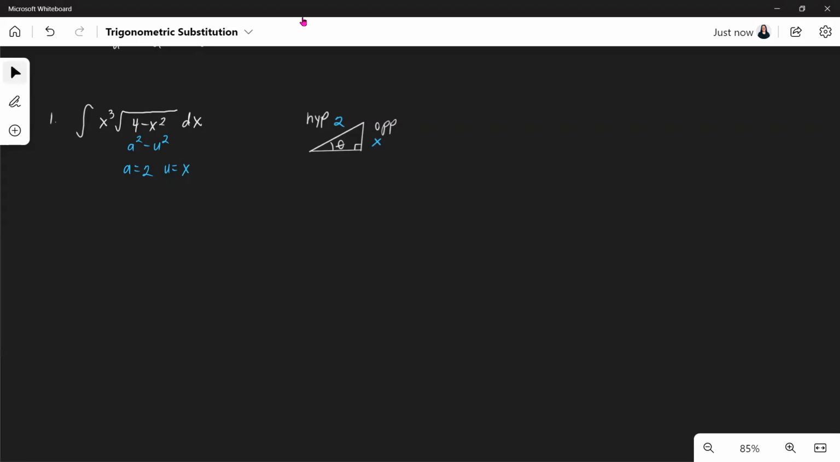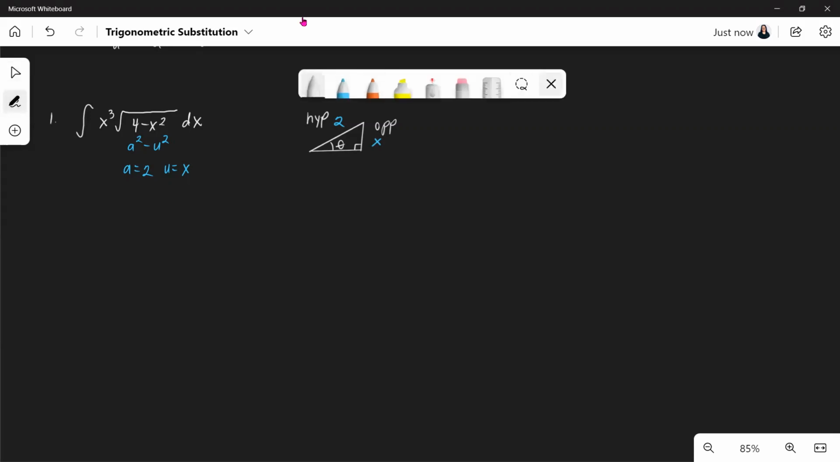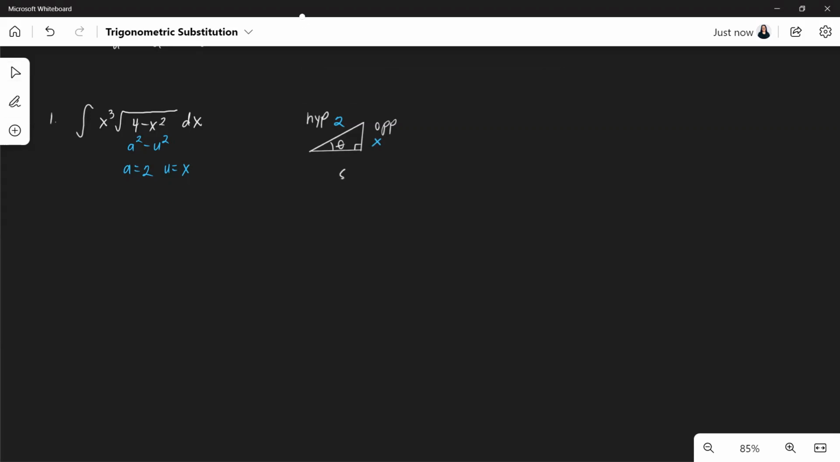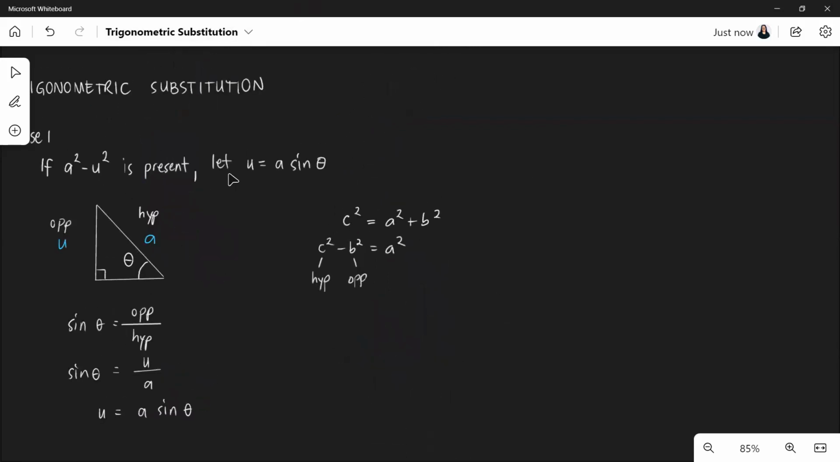So we use the relationship. Okay, we have sine theta is the opposite side over the hypotenuse, so it's equal to x over 2. Or solving for x, we have 2 times sine theta. It's basically just the same thing. Here, we let u be equal to a times sine theta.